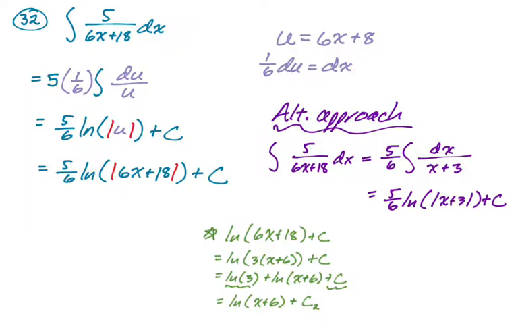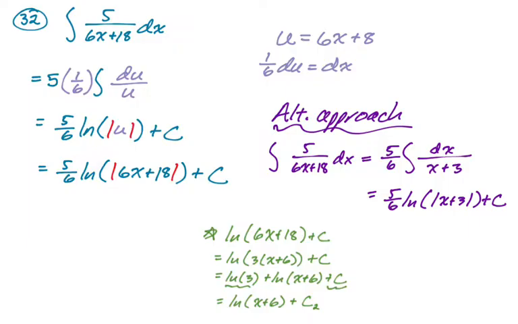The reason for that, you can see below in green, is the property of natural logs that natural log of a times b is the natural log of a plus the natural log of b. And then the natural log of 3 is just a number. So natural log of 3 plus c is just some new c value. So I called it c2 down there.